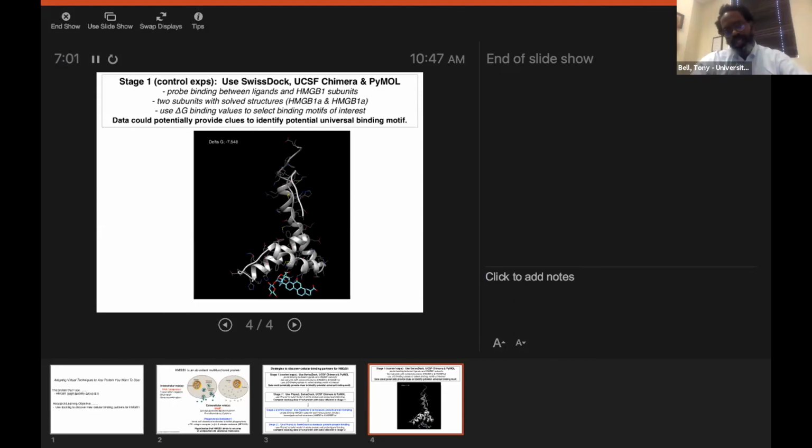But that was kind of my spiel on taking these virtual tools and adapting them to a protein that's not malate dehydrogenase, even though I've come to like malate dehydrogenase.